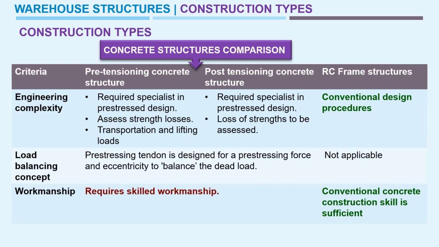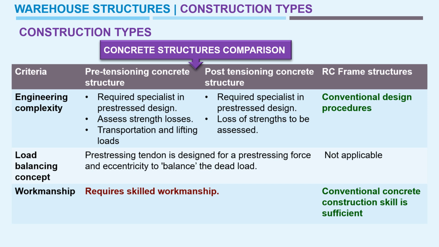Next category is engineering complexity. Pre-tensioning concrete requires a specialist in pre-stressed design. The same goes for post-tensioning. Then we need to assess the strength losses due to the tendon bending. Suppose all the wires are in the same line or straight. There are various losses, such as tendon shrinkage losses and concrete moisture losses. We need to calculate these strength losses, and only after that can we arrive at the exact load bearing of the pre-tensioning concrete structures.